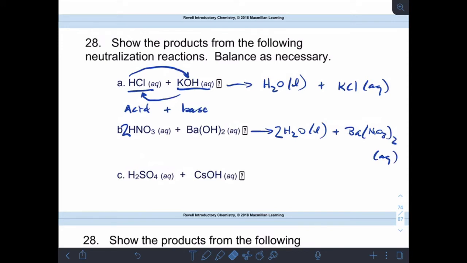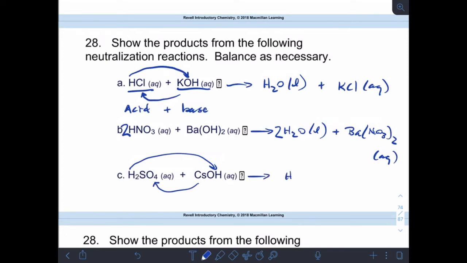All right, let's look at our next one. Two aqueous things. One starts with a hydrogen, so it's an acid. One ends in OH, so it's a base. And two aqueous things mean that I can do a double displacement. So my hydrogen goes with my OH. My cesium goes with my sulfate.